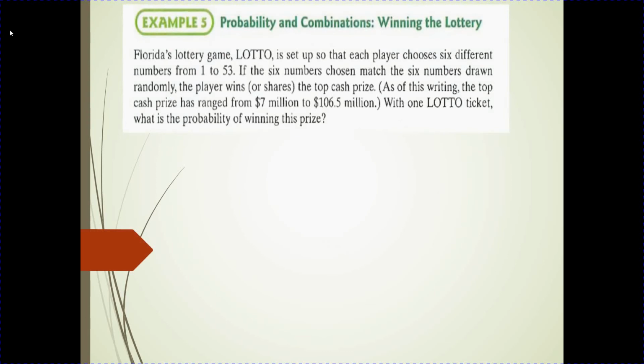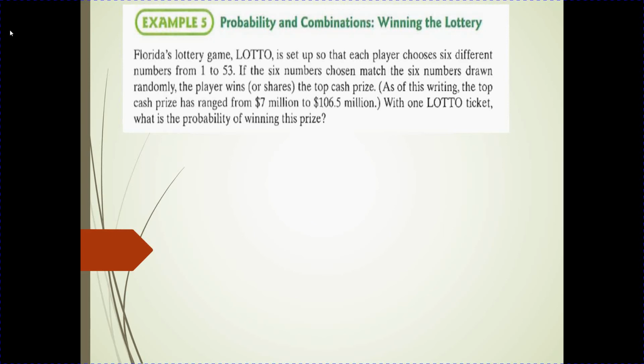Now let's go to example 5. Example 5 is about probability and combination. Florida's lottery game Lotto is set up so that each player chooses 6 different numbers from 1 to 53. If the 6 numbers chosen match the 6 numbers drawn randomly, the player wins or shares the top cash prize. As of this writing, the top cash prize has ranged from 7 million to 106.5 million. With one lotto ticket, what is the probability of winning this prize?